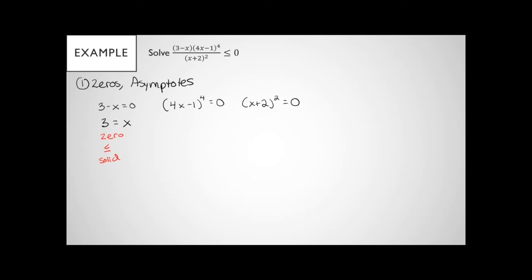The 4x minus 1 to the fourth power, you basically take the fourth root, and any root of 0 is 0. So you can ignore that part and you're solving 4x minus 1 equals 0. So this gives us 4x equals 1 and x equals 1/4. So this is on the numerator, it's on the top, so this is another 0, and because of the equal to part, this is going to be solid.